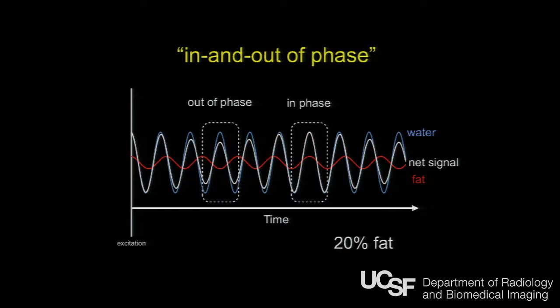Now, if we take an example where there's only 20% fat, then the fat cancels out 20% of the water signal, and we actually lose 40% of the signal intensity of that voxel. So the amount of decrease in signal intensity in the out of phase image is related to the amount of fat within the voxel.